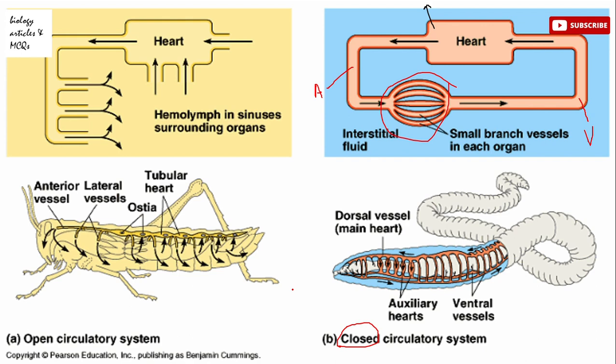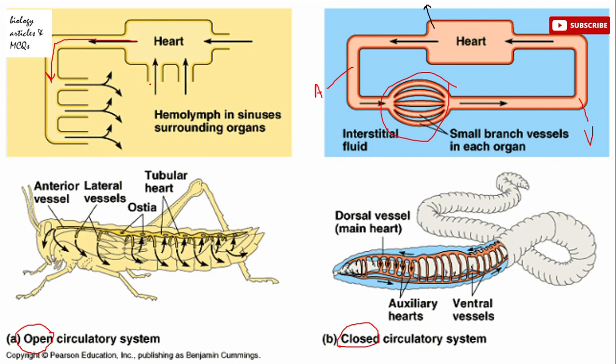In comparison to the closed circulatory system, there is the open circulatory system, and there are no arteries, capillaries or typical veins present in it. Because of the absence of these blood vessels, the blood will not remain enclosed in blood vessels, and it will come in direct contact with the other body cells. For example, this is the heart and the blood is moving in this pathway.